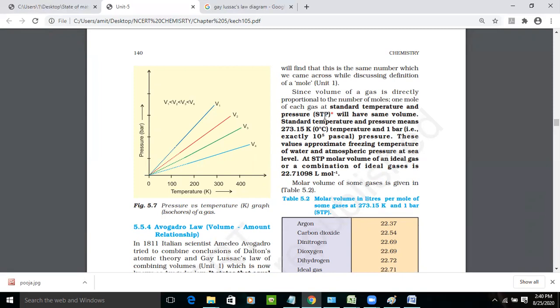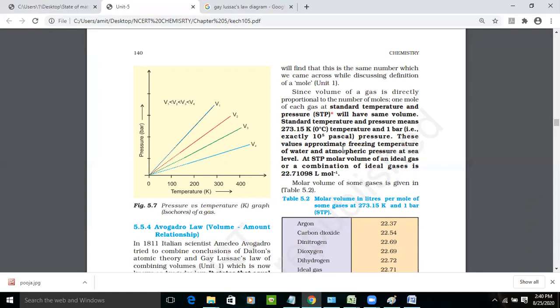So if we talk about STP, then we'll have a volume. Standard temperature and pressure means 273.15 Kelvin. We measure the temperature in Kelvin, or that is 0 degree Celsius, and 1 bar of pressure, that is equal to 10 to the power 5 Pascal, right? Bar and Pascal are units of pressure. These values approximate the freezing point of water and atmospheric pressure at sea level.